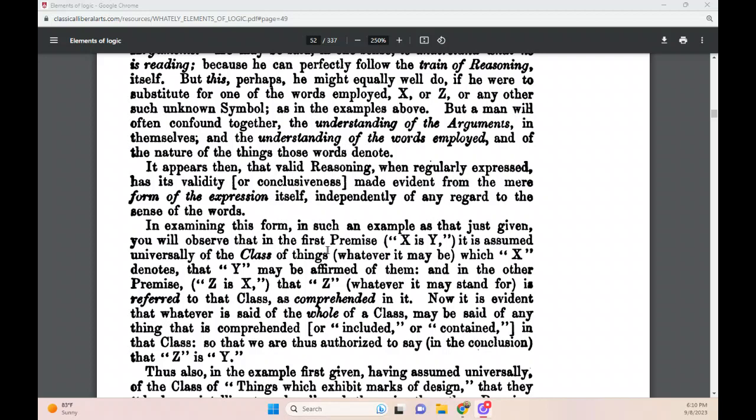You will observe that in the first premise where we said x is y, it is assumed universally of the class of things which x denotes. So it is assumed universally of all things that are in the circle x that y may be affirmed of them. And in the other premise, the second premise, where we read Z is X, it is understood that Z is referred to that class as comprehended in it or contained within it.